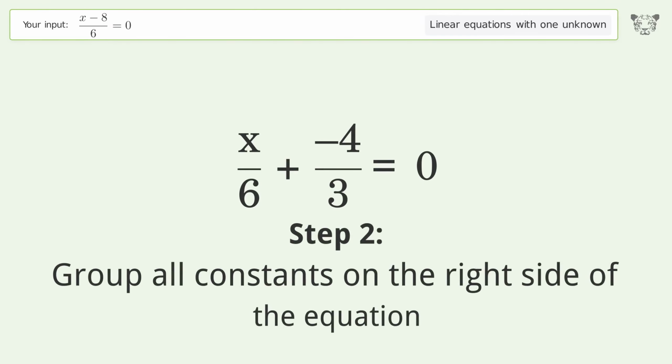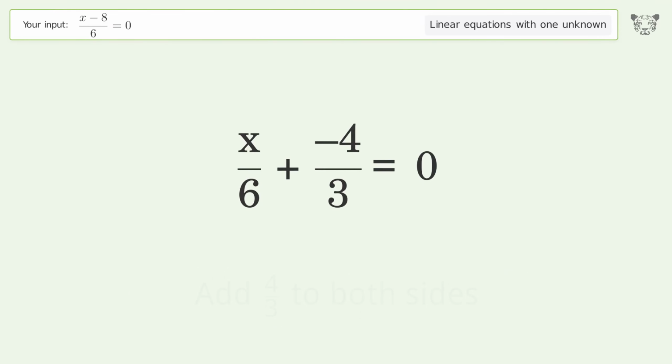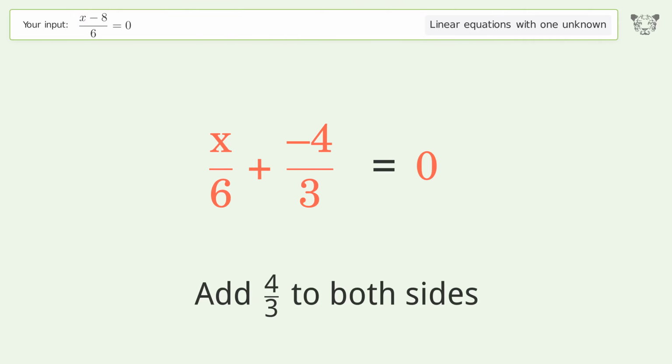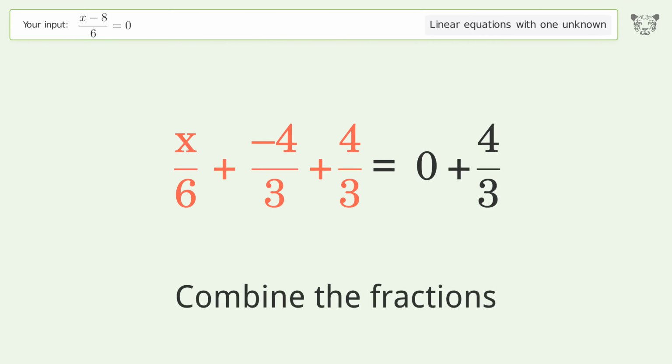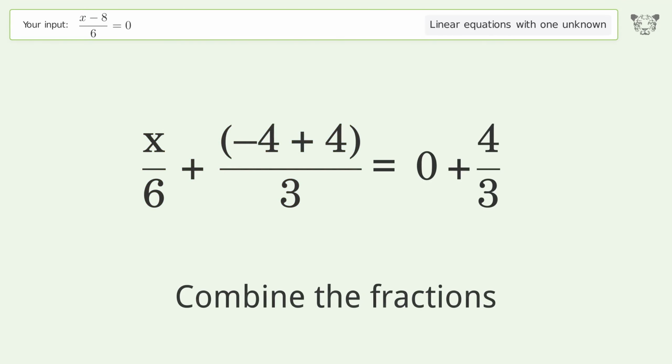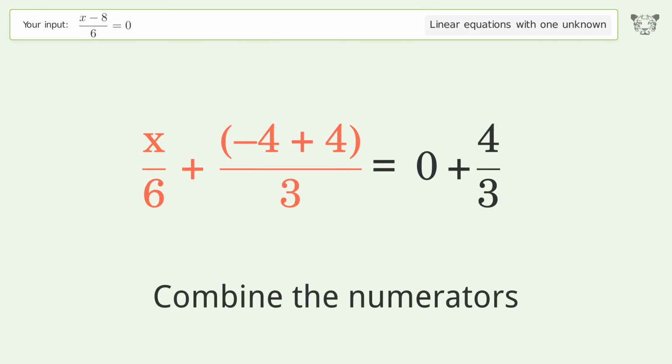Group all constants on the right side of the equation. Add 4/3 to both sides. Combine the fractions. Combine the numerators.